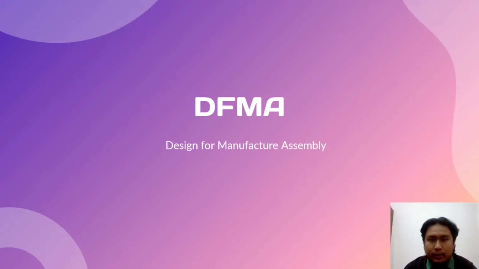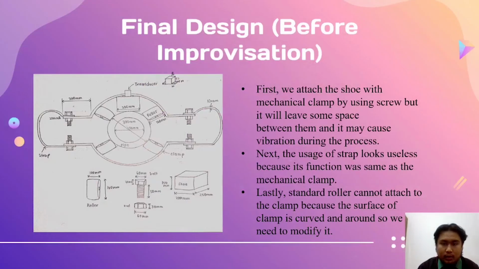Hi, first topic that I will present is DFMA. This is a drawing of the final design before improvisation. Based on the figure, we have recognized some problems and the replacement of components that can improve our final design. First, when we attach the shoe with the mechanical clamp by using screws, it will leave some space between them and it may cause vibration during the process.